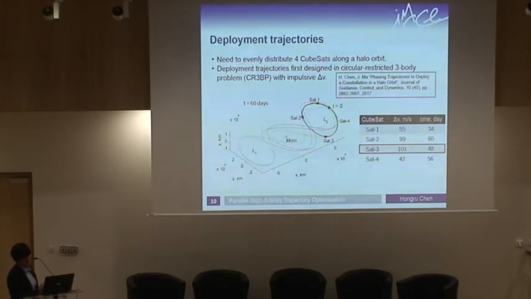I want to mention the third CubeSat, which needs to gain a delta V of 100 meters per second in only 48 days. We are afraid that this quick response cannot be fulfilled by a low-thrust propulsion system.